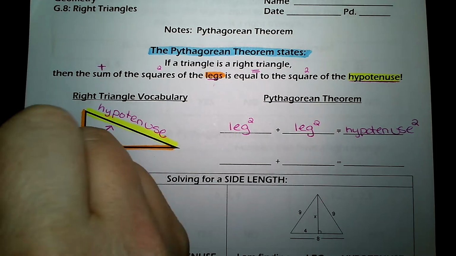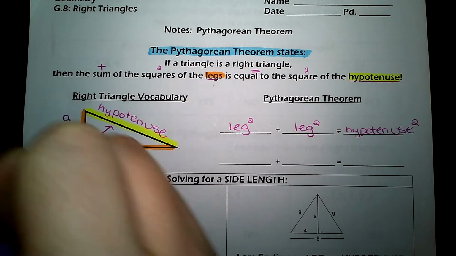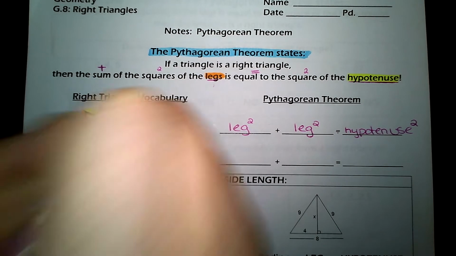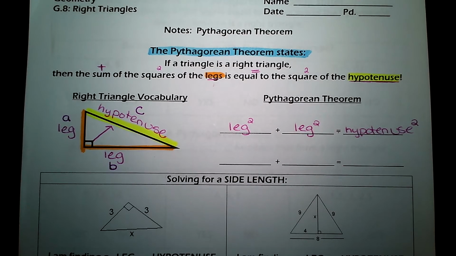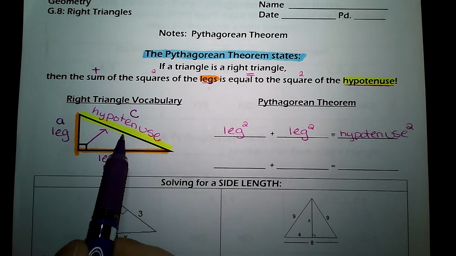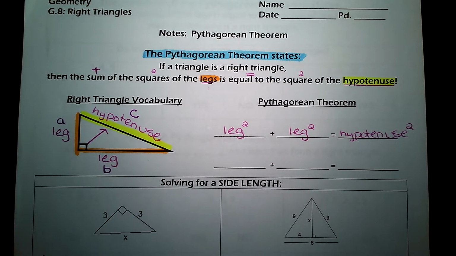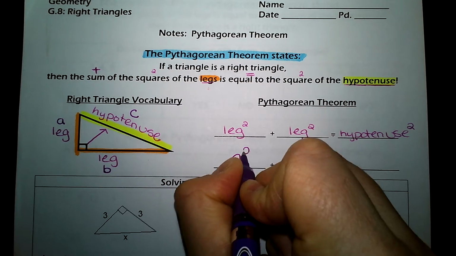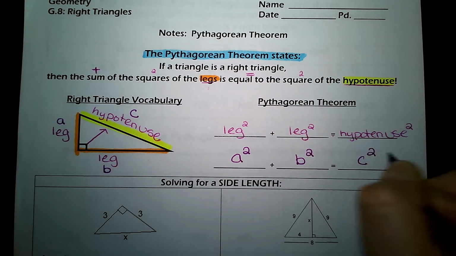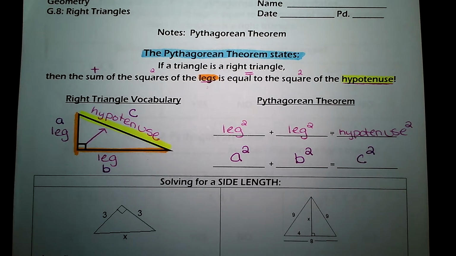He called the legs A and B, and he called the hypotenuse C. I go small, medium, large. A is my smallest leg. B is my medium leg. C is my longest piece, which is the hypotenuse. And he said, why don't we say this is A squared plus B squared equals C squared. That's so much easier to remember.